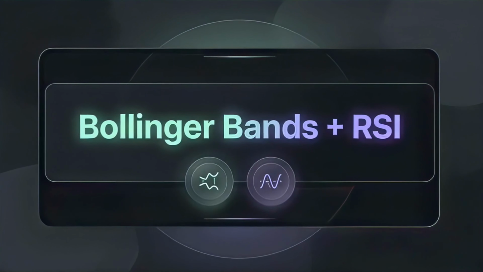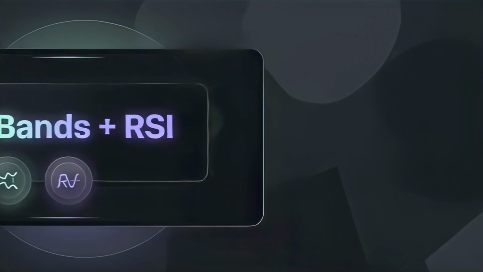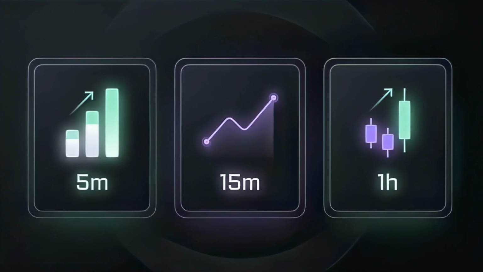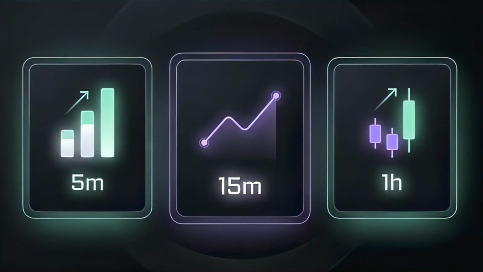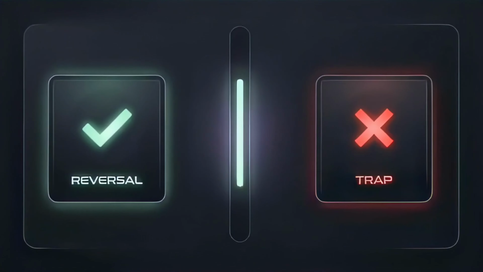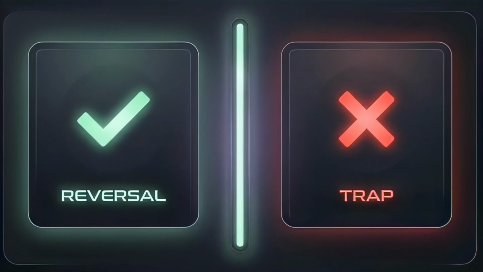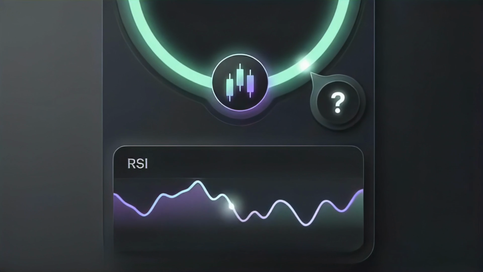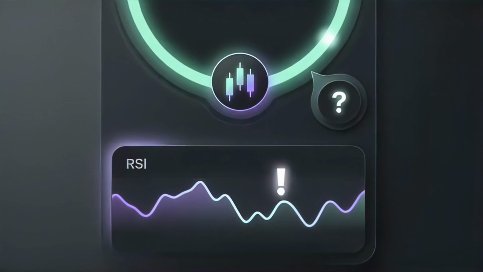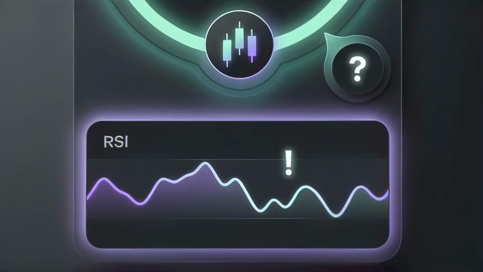By the end of this video, you will have a complete reversal system that pairs Bollinger Bands with the relative strength index on 3 charts with exact settings and exact entries. And you will understand the one thing that separates a real reversal from a trap. Because price touching the outer band is not a signal, it is a question. And the relative strength index is what answers it.